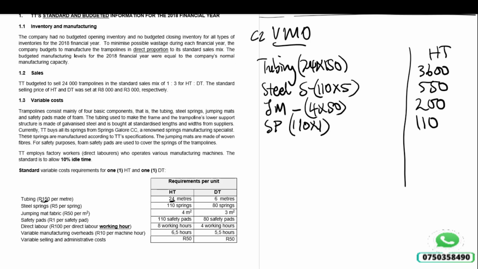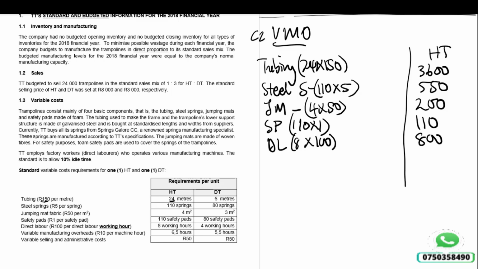Now they talk about direct labor. They said 100 rand per direct labor working hour, yet I need 8 working hours, right? So it means in terms of direct labor, the cost is going to be how much? I need 8 hours, and 1 hour is costing 100 rand, which means the cost is going to be 800.